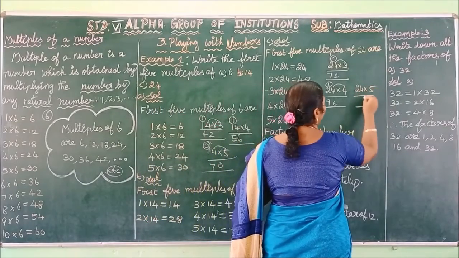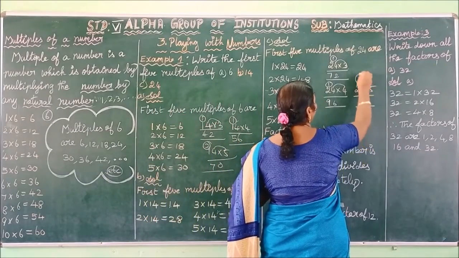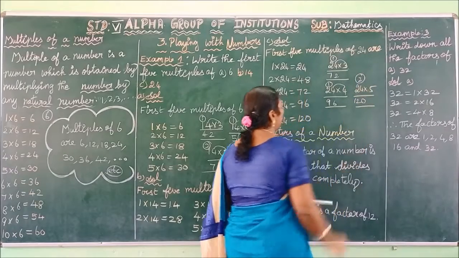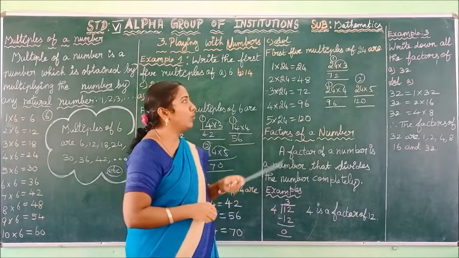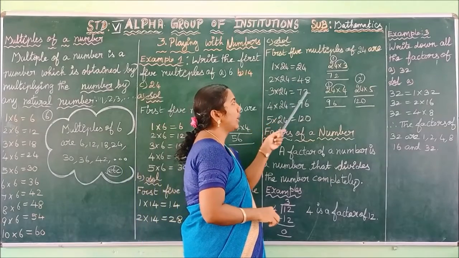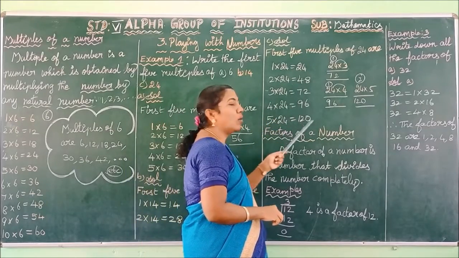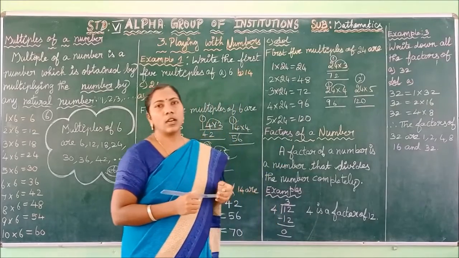Similarly, 24 into 5, 5 4s are 20, remainder 2, 5 2s are 10, 10 plus 2, 12. Thus we have found out first 5 multiples of 24. What are they? 24, 48, 72, 96, 120. Okay, that's all about the concept multiples.